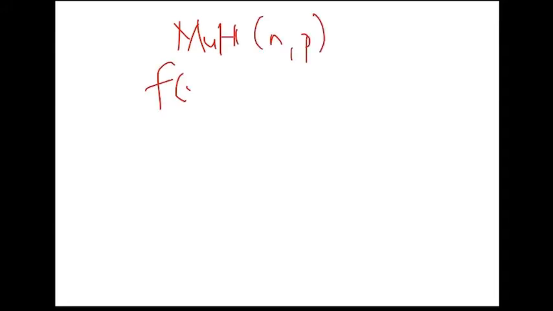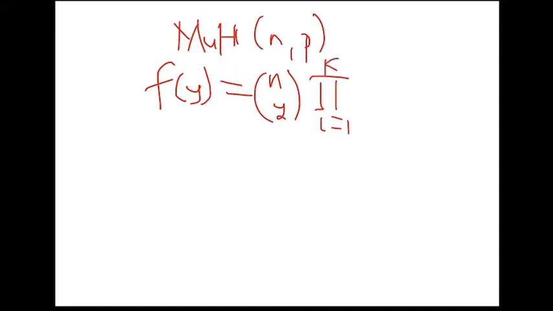Okay, so if I want to use the other time, the PMF for the multivariate, multinomial distribution says f of y is n choose y, and then the product of pi, where i starts from 1 to k, and pi is raised to the power yi.